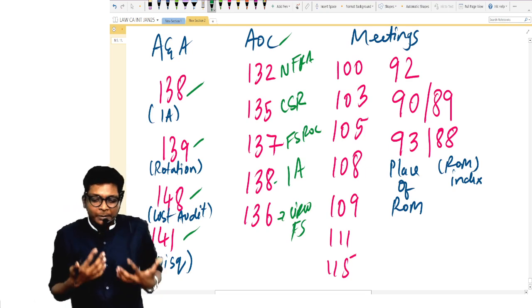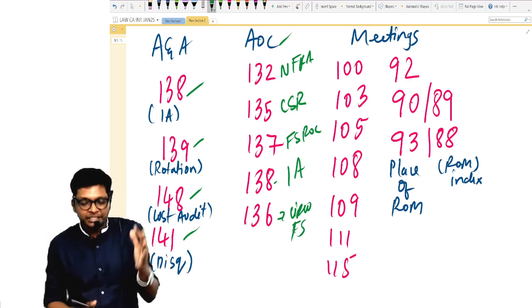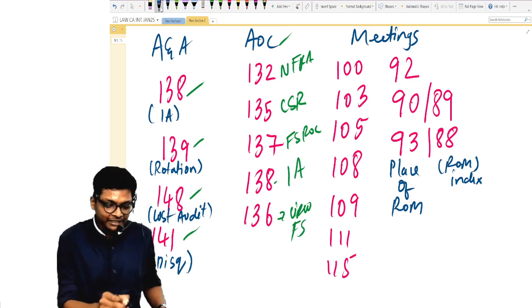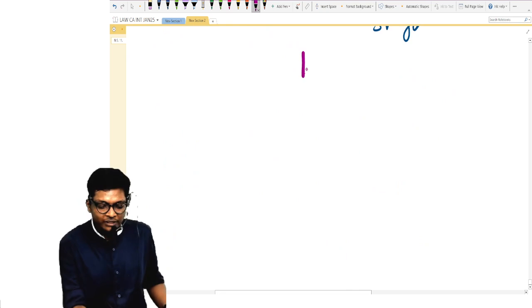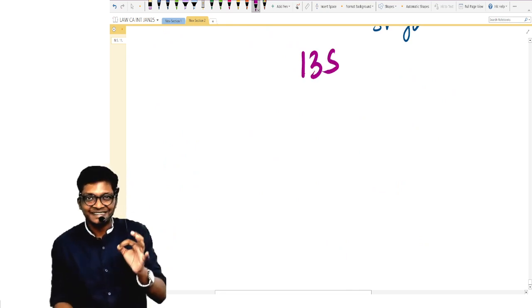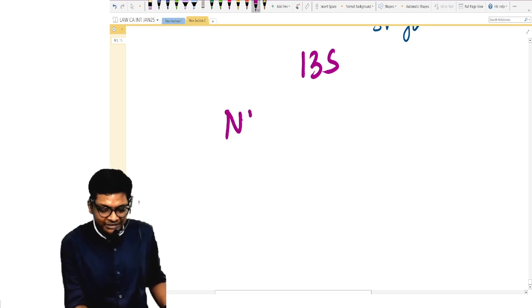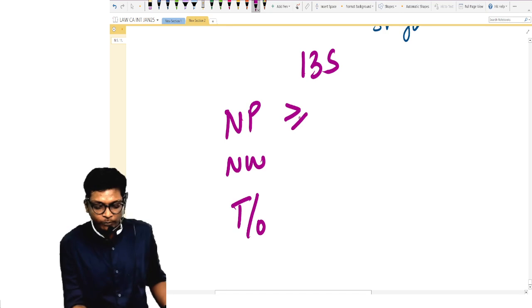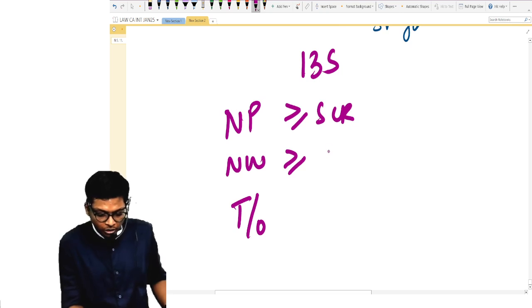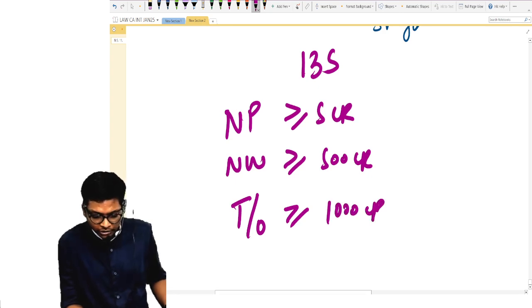Sir, how to remember this? Give me techniques for that. I will give you one technique, but the rest of the techniques we can only discuss in detailed class. For example, if you take 135 CSR, the limit is net profit, net worth or turnover. Net profit more than or equal to 5 crores, net worth more than or equal to 500 crores, and turnover more than or equal to 1000 crores.